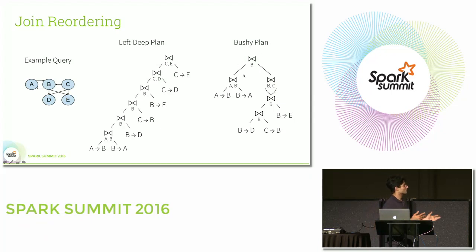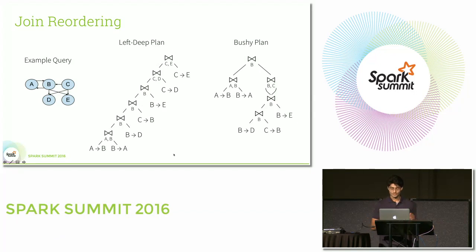Now, what's so great about the bushy plan? Well, first of all, the intermediate results, it turns out, can be much smaller in this case. And the other thing is, if you count the number of joins, there's actually one fewer join in this bushy plan compared to the left deep plan. That's a huge deal because these joins are each very expensive.